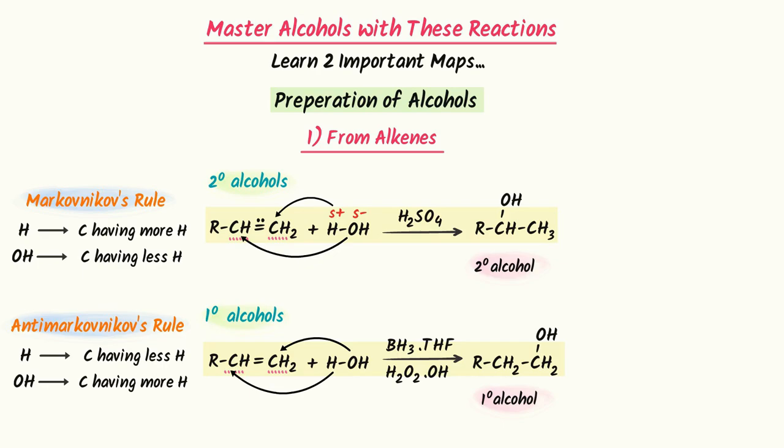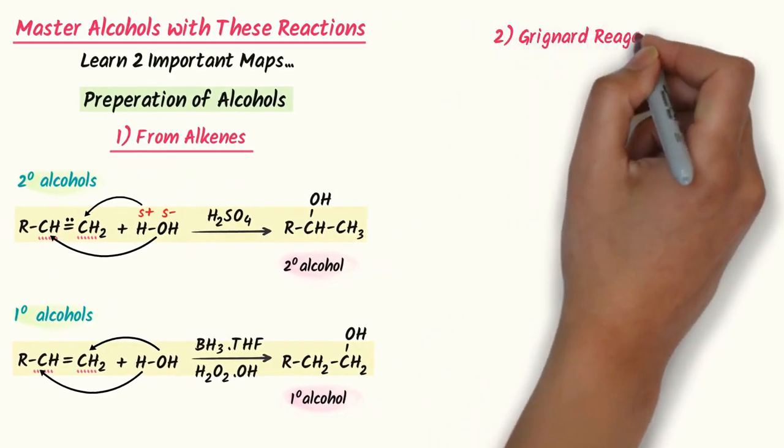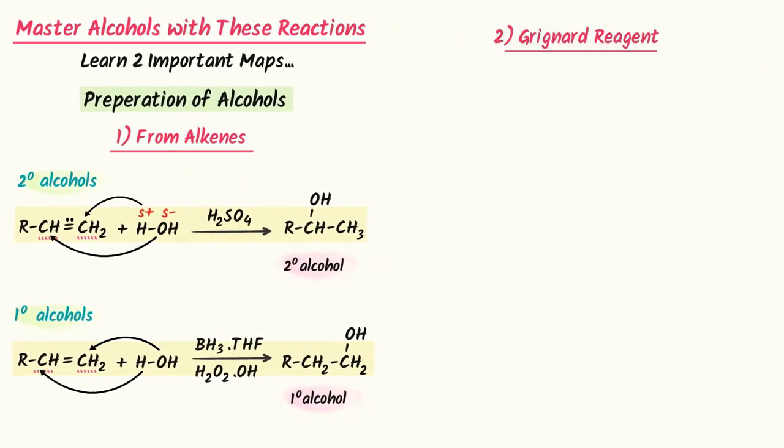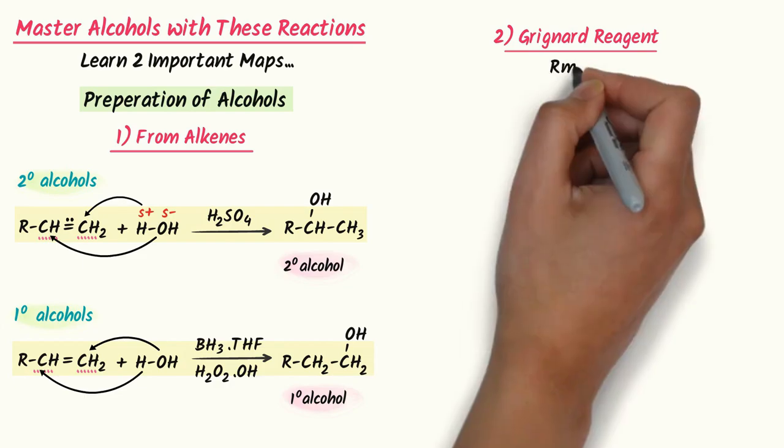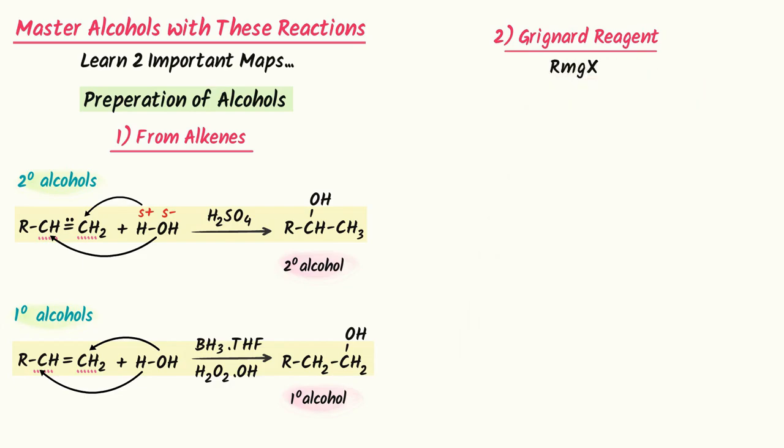This reaction is also called hydroboration oxidation reaction. Thus we learn that we prepare 2 degree alcohol and 1 degree alcohol from alkenes. Now we will learn preparation of alcohols using Grignard reagent. Remember that Grignard reagent is RMgX. We prepare 1 degree, 2 degree and 3 degree alcohols using Grignard reagent.